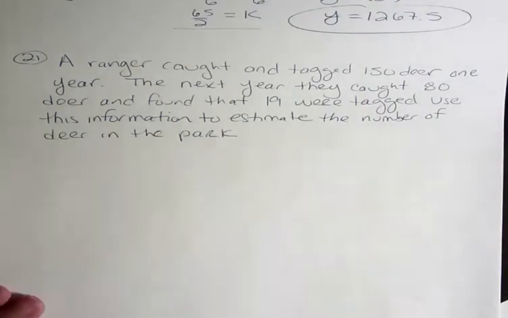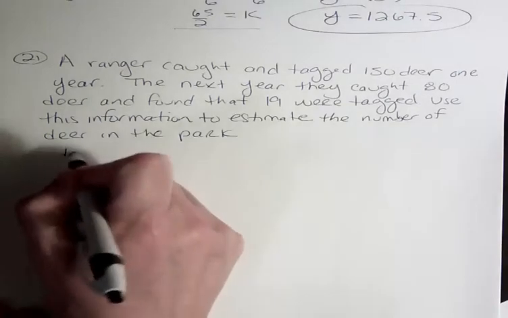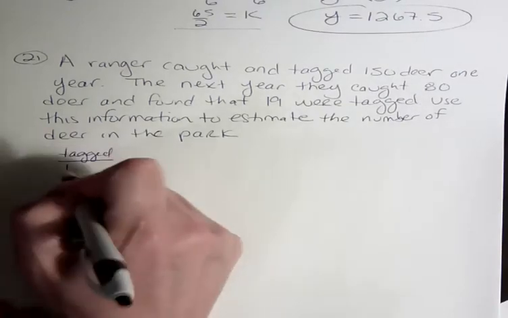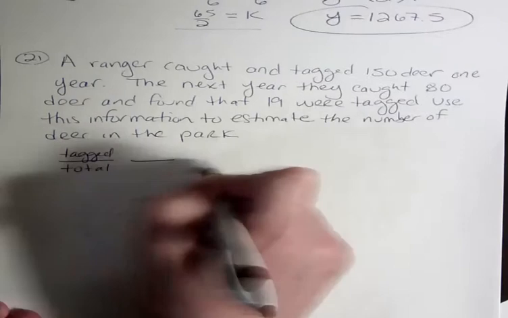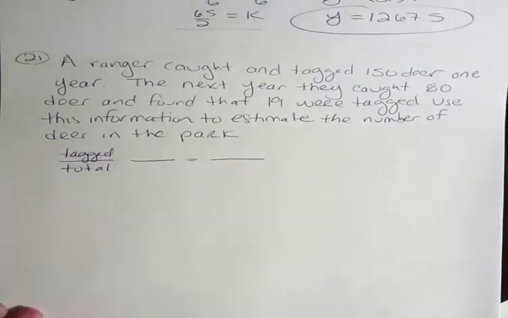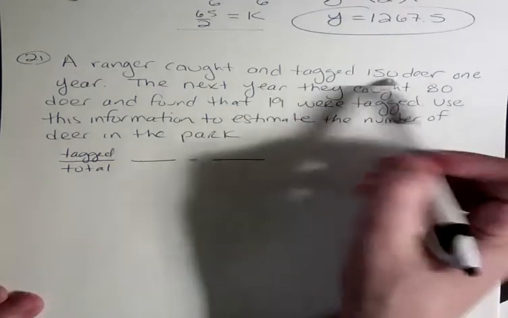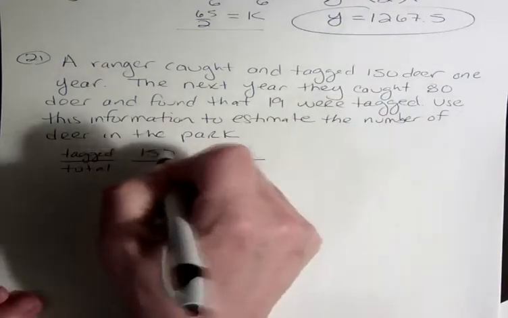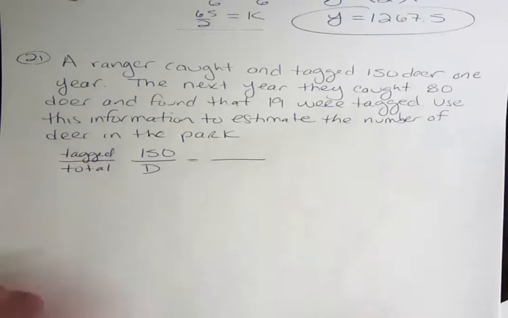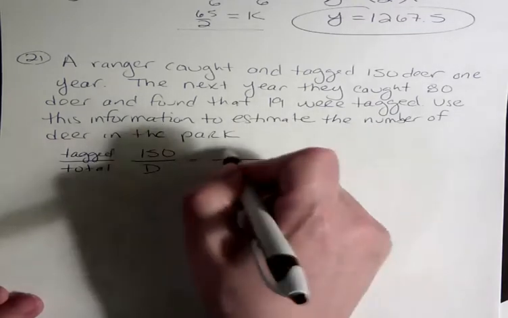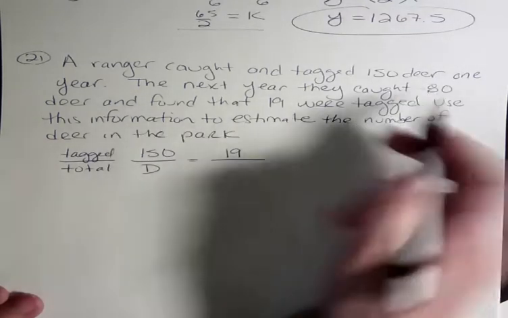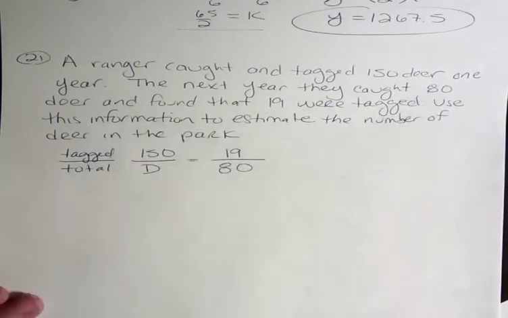So what we have is tagged to total. I always like to write off to the side the two things that I'm comparing. So the first year, the ranger, or maybe a bunch of rangers, I don't know, they tagged 150 deer. They didn't know how many deer were in the park. That's why they were doing it. But they came back the next year and they found that 19 were tagged out of the 80 that they caught. And they can use this to estimate.